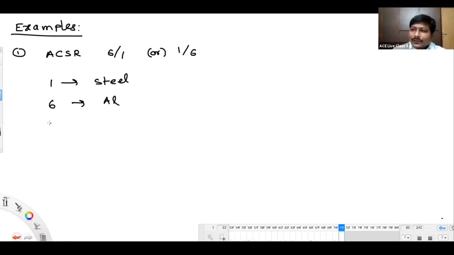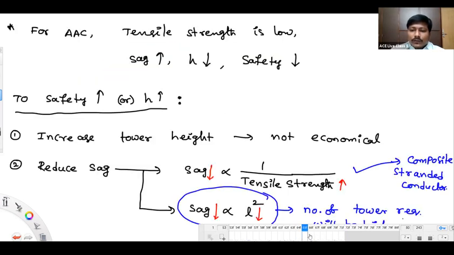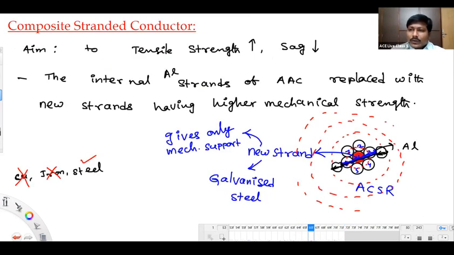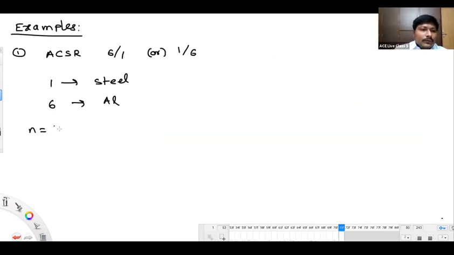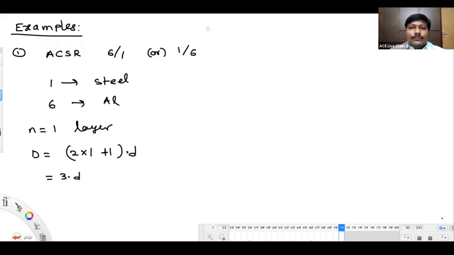How many layers do we have? That's the conductor we have shown here. So it will be this conductor only. How many layers? Only 1 layer. And what's the value of capital D now? 2n plus 1 into small d. So it will be 3 times of small d, you can say. That's the first one.